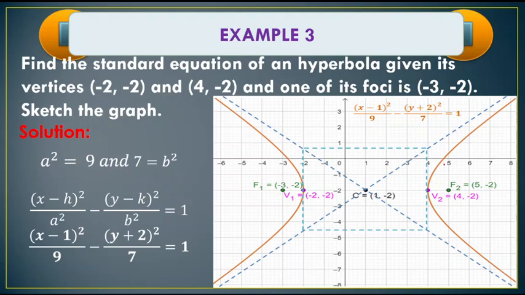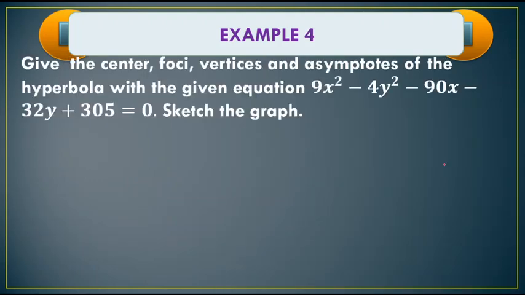Okay? So, next. Example number 4, paano naman kapag yung given na equation ay hindi naka-standard equation? Naka-general equation naman. So, paano natin ito sasagutan? Kagaya example number 4: give the center, the foci, the vertices, and the asymptotes of the hyperbola with the given equation 9x squared minus 4y squared minus 90x minus 32y plus 305 is equal to 0. Sketch the graph. Again, kapag naka-general equation ng ating mga given, kailangan i-express natin sila into standard equation.